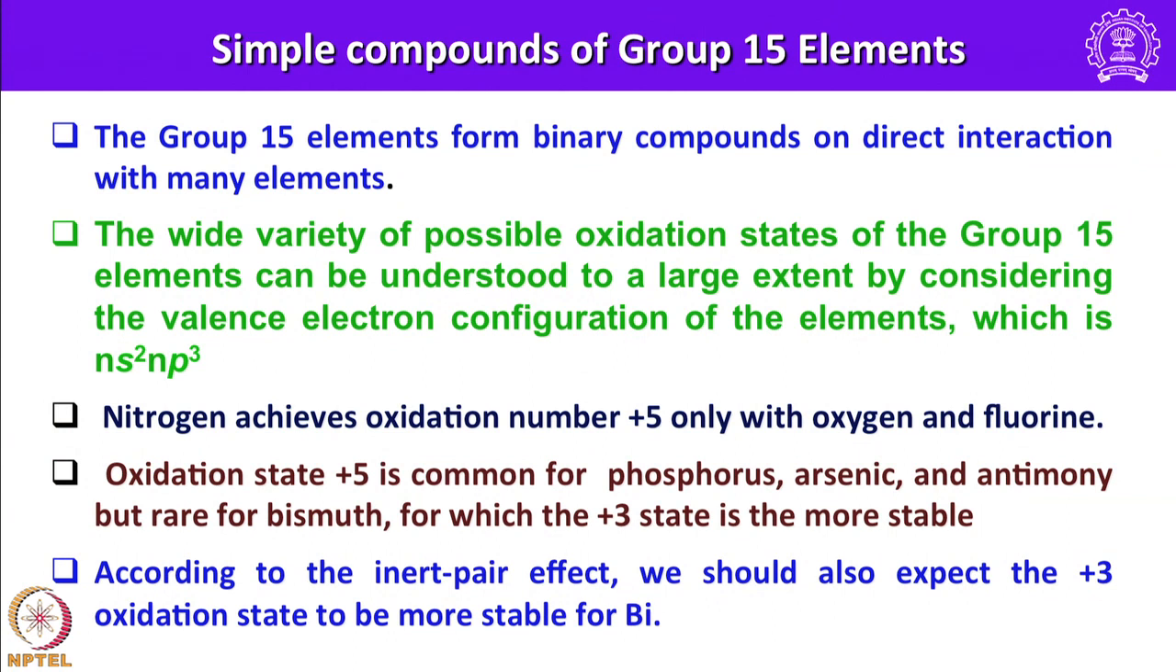Oxidation state +5 is common for phosphorus, arsenic and antimony, but rare for bismuth, and most of the bismuth compounds have +3 as the most stable oxidation state. Here the inert pair effect dominates the chemistry of bismuth. As a result, the +3 state is more stable for bismuth compounds.